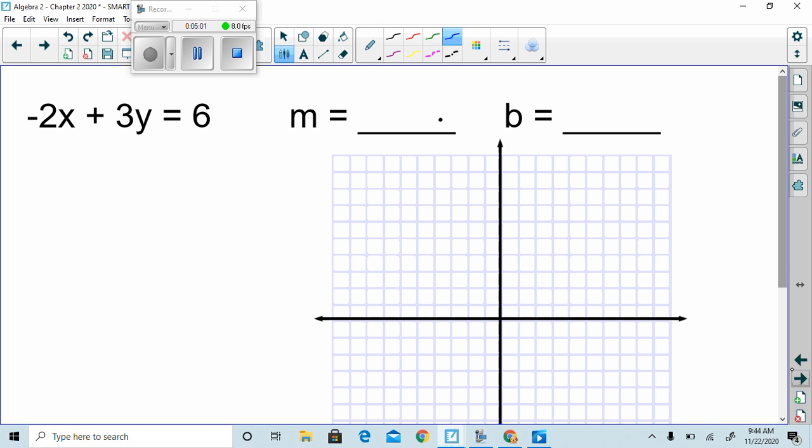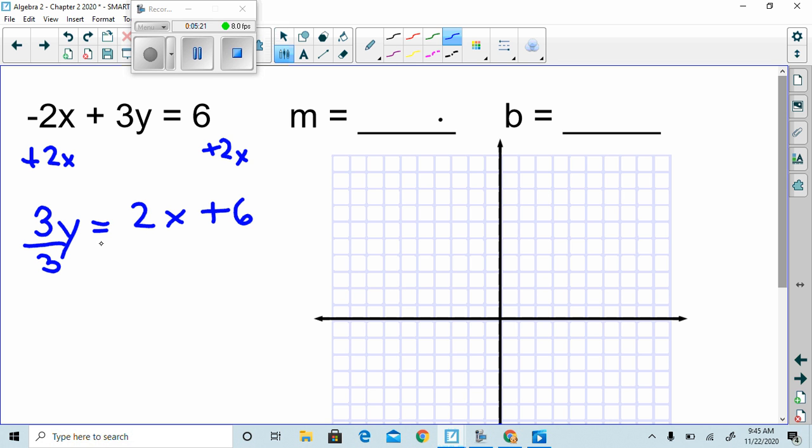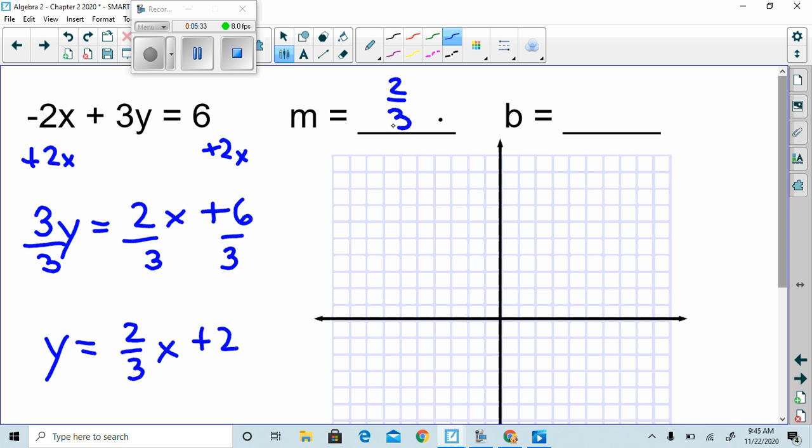This next equation is not in slope-intercept form, so I have to rewrite it first. What do? It's in standard form. I have to isolate y, so let's add 2x to both sides. I get 3y is equal to 2x plus 6, and then we'll divide all terms by 3. What does that leave me with? Y is equal to 2/3 x plus 2. Identify your slope, that's a 2 to 3 ratio, and my y-intercept is 2.